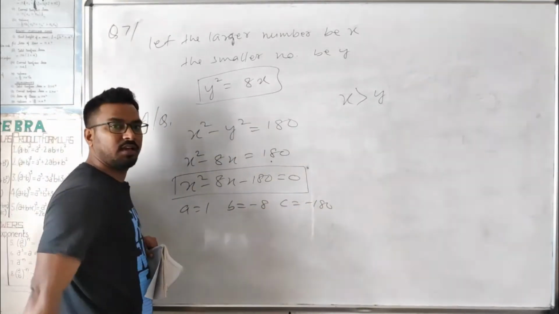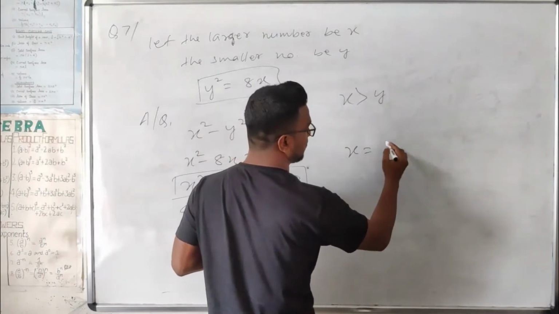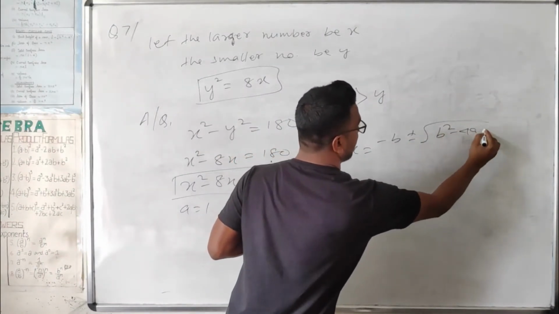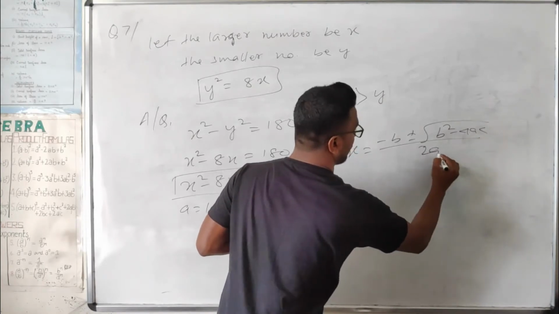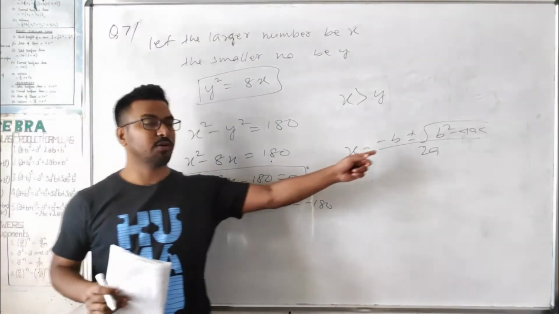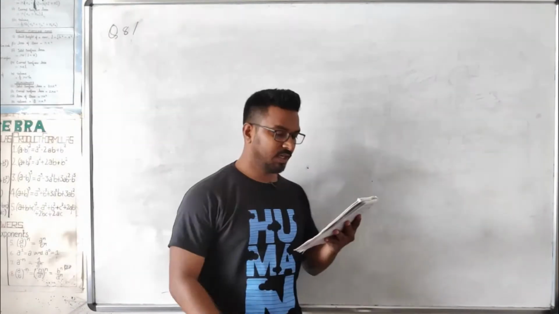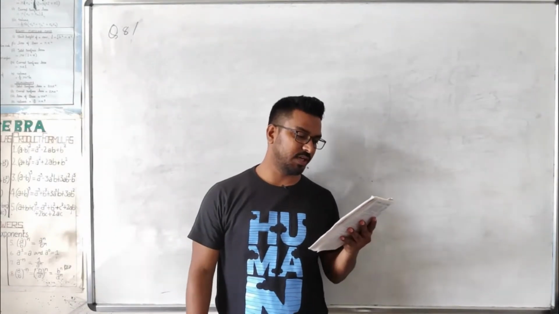Try to put in the quadratic formula, that is x equals minus b plus minus square root of b square minus 4ac, by twice a. Try to put all these values in the quadratic formula and you will get both the roots. Okay. Moving to the next question, question number 8.